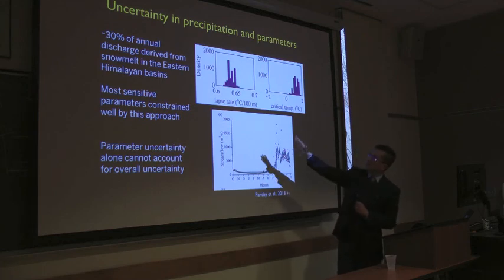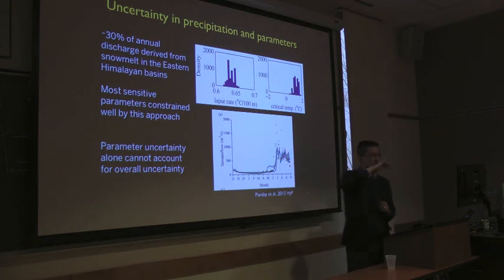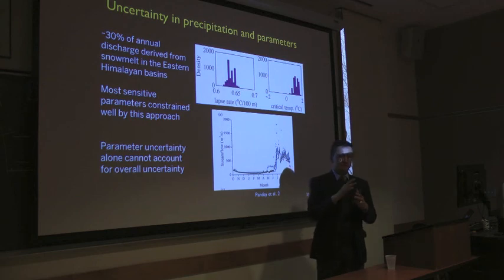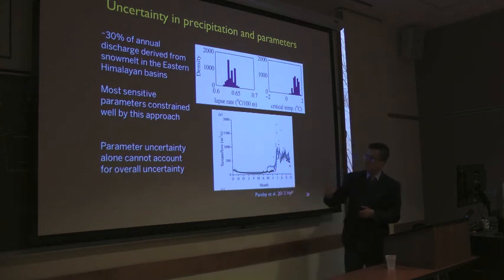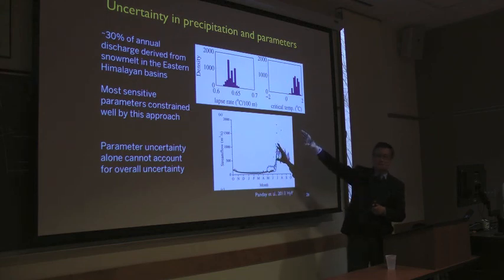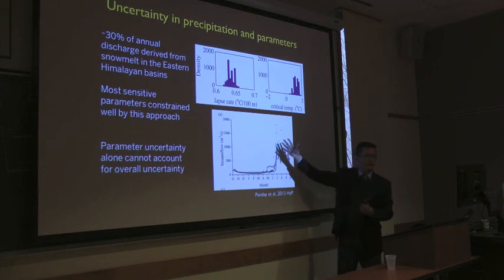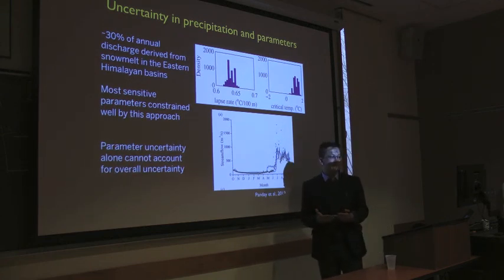The good news is that the model does fit the hydrograph shape very well, and it allows us to constrain some of the most sensitive parameters. But I also found that the uncertainty in the parameters alone does not account for the overall uncertainty. Here I'm looking at the uncertainty bounds, and they are not able to capture all of the uncertainty. Why? Because our input data is not able to capture that. Our model is only as good as the input data.